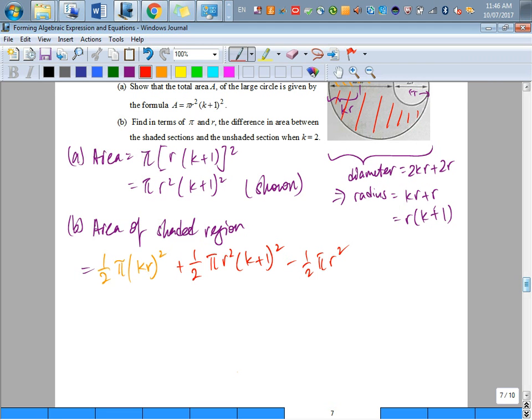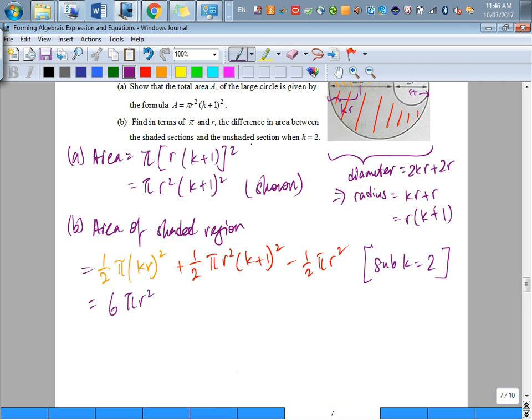So this is my area of shaded region. Evaluate this, and you will get 6 pi r square. So the difference between this and the unshaded region, oh, please substitute k equals to 2 inside. Okay, do it yourself. So you get 6 pi r square.